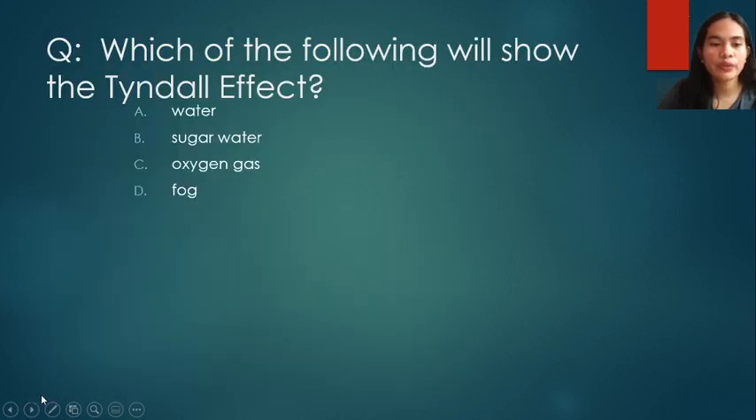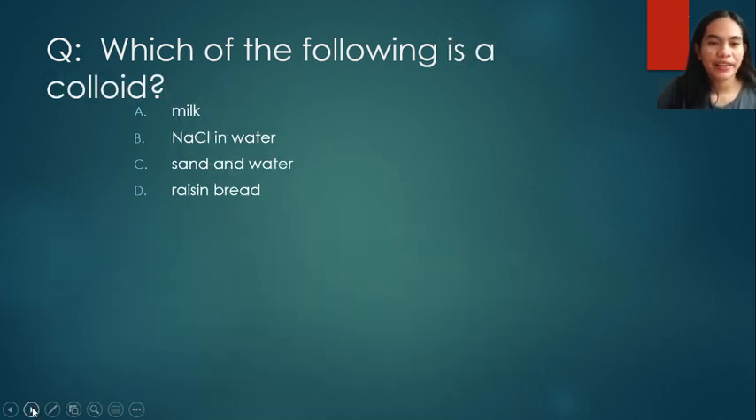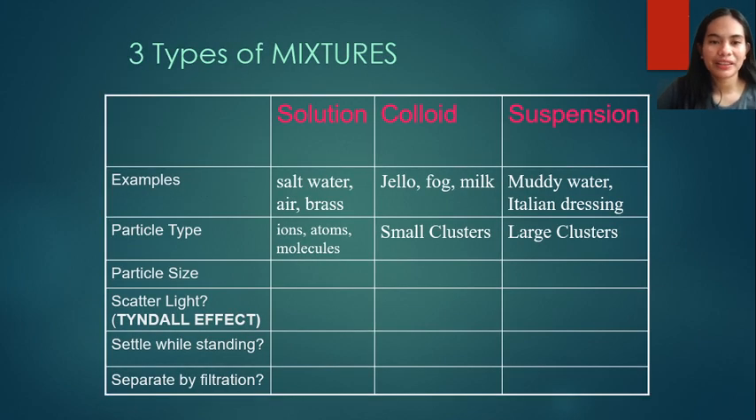Which of the following will show the Tyndall effect? This is the fog. Fog scatters the light, like a sun effect, sun kiss. Those are the Tyndall effect. Which of the following is a colloid? Milk, is it a colloid? Salt in water, is it a colloid? Sand and water, raisin bread. Very good, we have the milk.